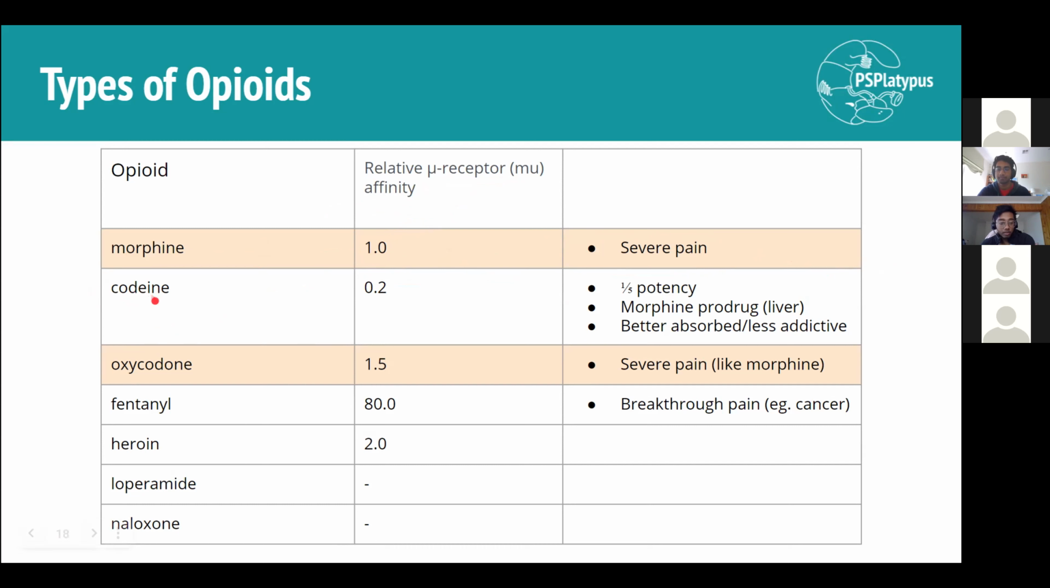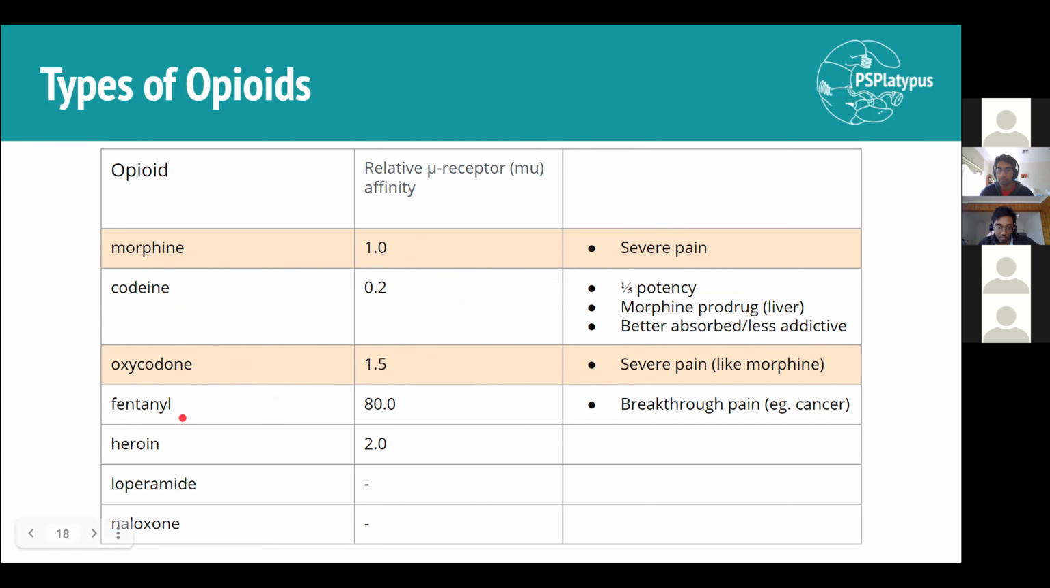Codeine is a morphine prodrug, so it's the drug that needs to be acted on by the liver in order to produce morphine. It has a potency of about 1/5 of morphine, but it's better absorbed and potentially less addictive. So it has its own clinical uses. And you have oxycodone, which is similar to morphine, just a little bit more potent.